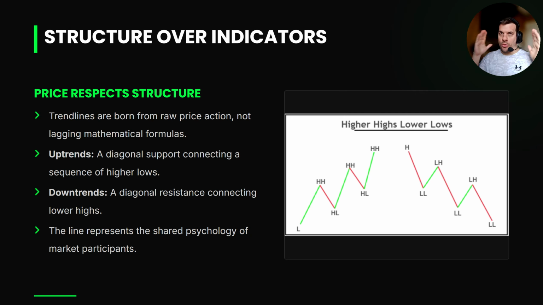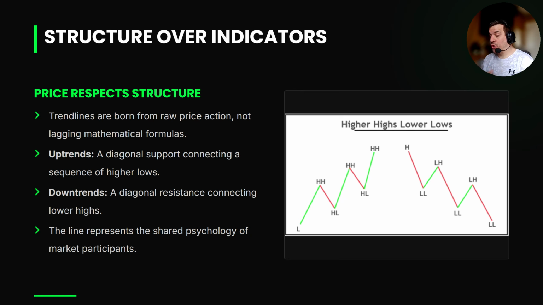Trend lines are real. They are very much right front and center, and the price is going to respect them most of the time. I'm going to show you some examples. Uptrends is a diagonal support connecting a sequence of higher lows. A higher low would be right here. A higher low basically would be the price goes up, comes down, that's a higher low. Goes up, goes down, that's a higher low.